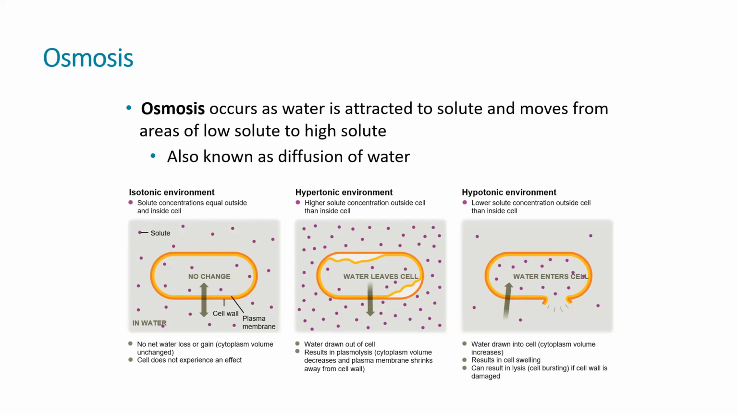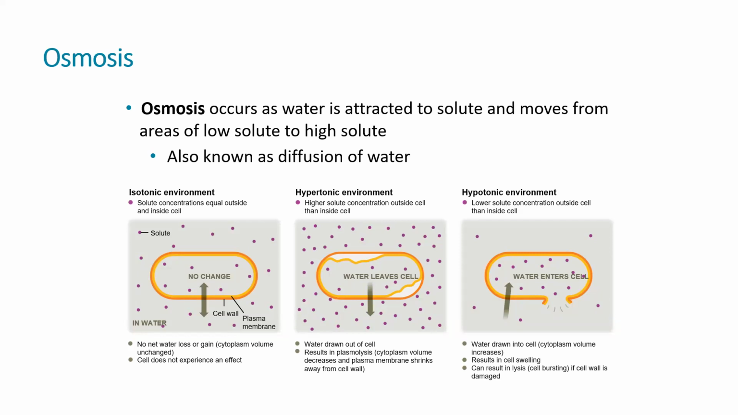However, if that concentration gradient is different on one side or the other, then water is going to move in or out of the cell. So in a hypertonic environment, that would be something that has more solute dissolved in it than the inside of the cell. And so think of like the ocean or the Dead Sea or a glass of salt water or something along those lines.